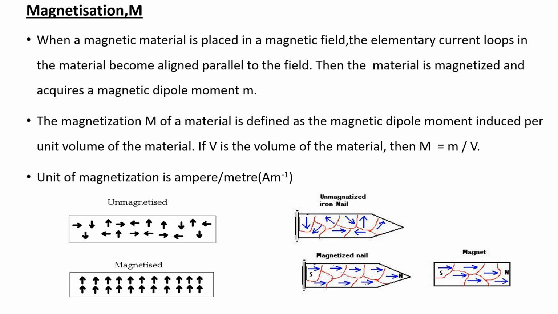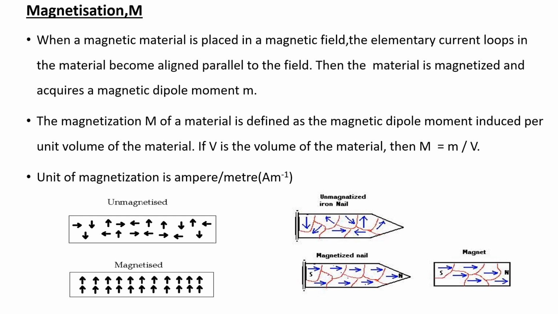In the second figure also, we are considering the unmagnetized iron nail. When we apply a magnetic field, it becomes magnetized. That is the magnetized nail. Or it becomes a magnet. That is, a magnetic dipole moment is induced in it.